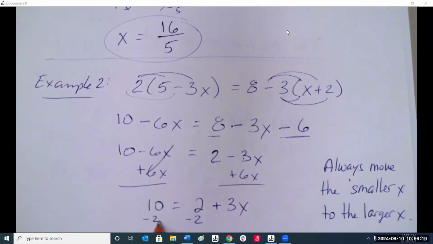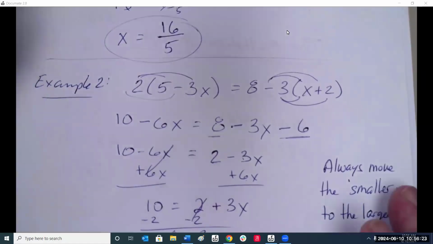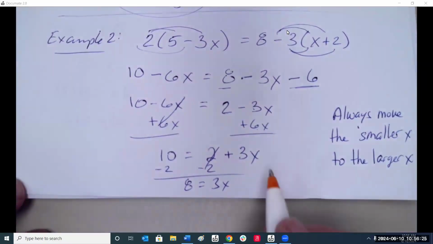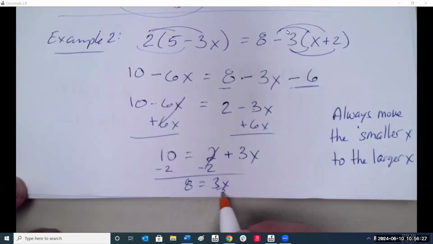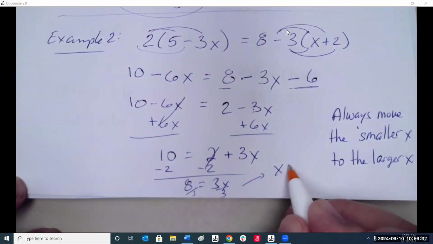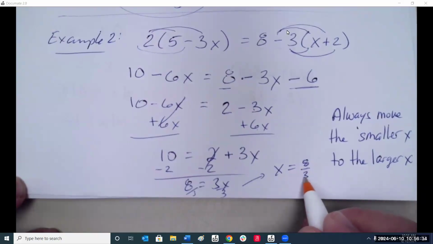Solve for x. So subtract 2. 8 equals 3x. Divided by 3. So x equals 8 over 3.